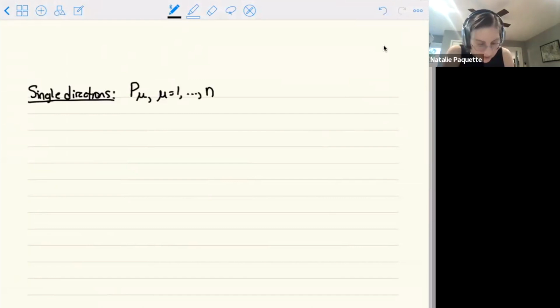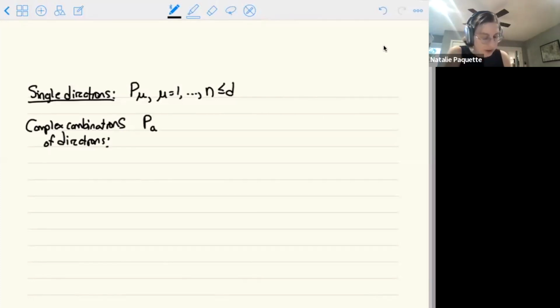Well, I could either be trivializing just some single direction, so associated to the generators P mu. Let's say maybe some twist trivializes n of them out of my D total spacetime translations, or complex combinations of directions can also get trivialized depending on the twist. For example, the directions corresponding to translations by P A bar, which I'll write as the following complex combination.